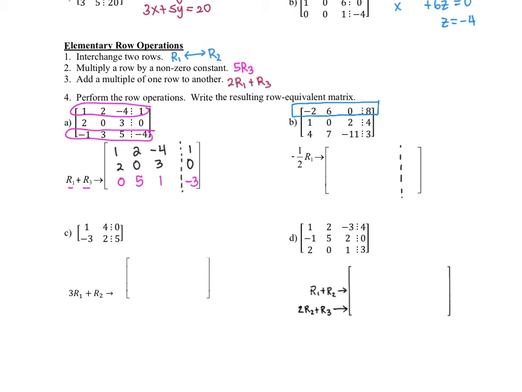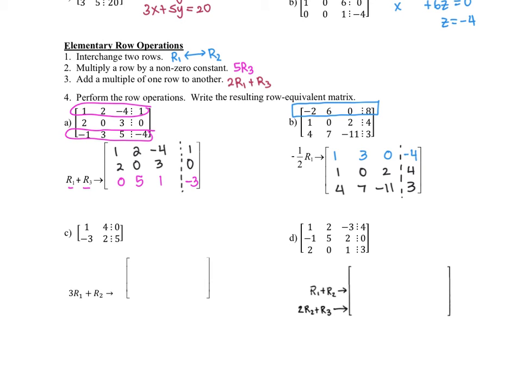If I do negative half of negative 2, I get positive 1. Negative half of 6 is 3. Negative half of 0 is 0. Negative half of 8 is negative 4. The other two rows did not change, so I copy them the exact same way. And this is a row equivalent matrix. The only change I made was by using an elementary row operation. And eventually there will be a purpose to this, like next class, but for now we're just doing it randomly.